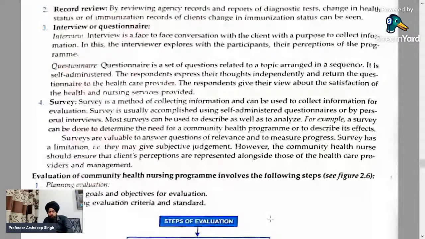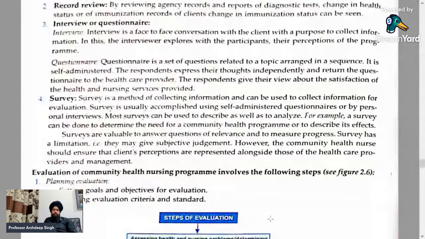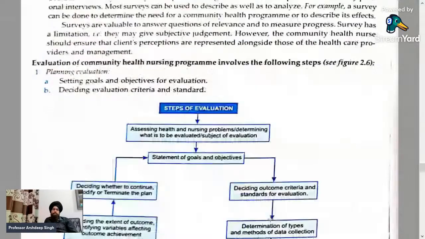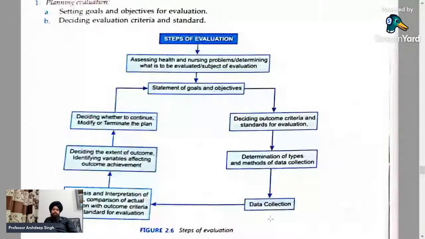Okay, so these are some of the ways by which you can assess the results, and that's the evaluation phase. Okay, so there are some steps in the evaluation. So these are some of the steps, and you can see in this picture the steps of evaluation.